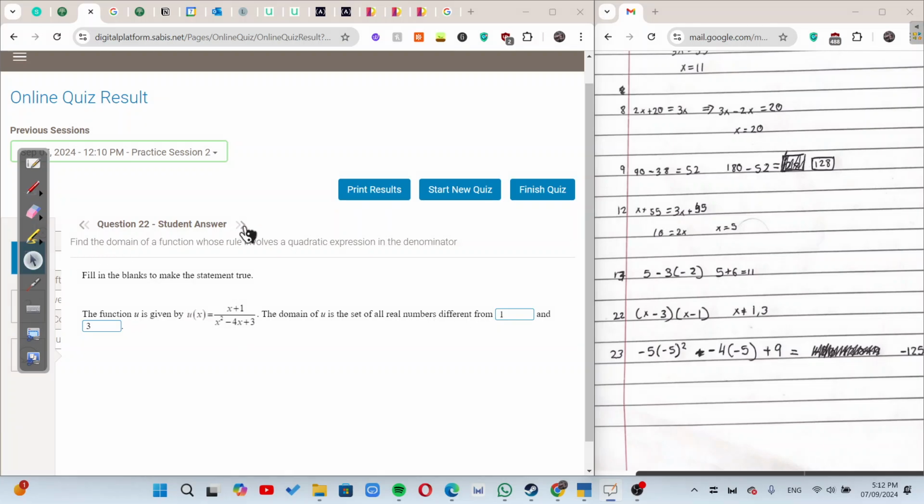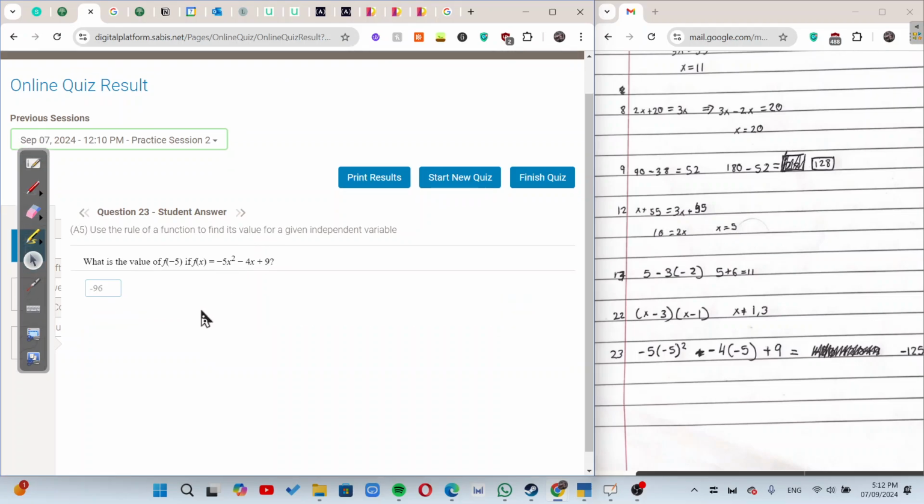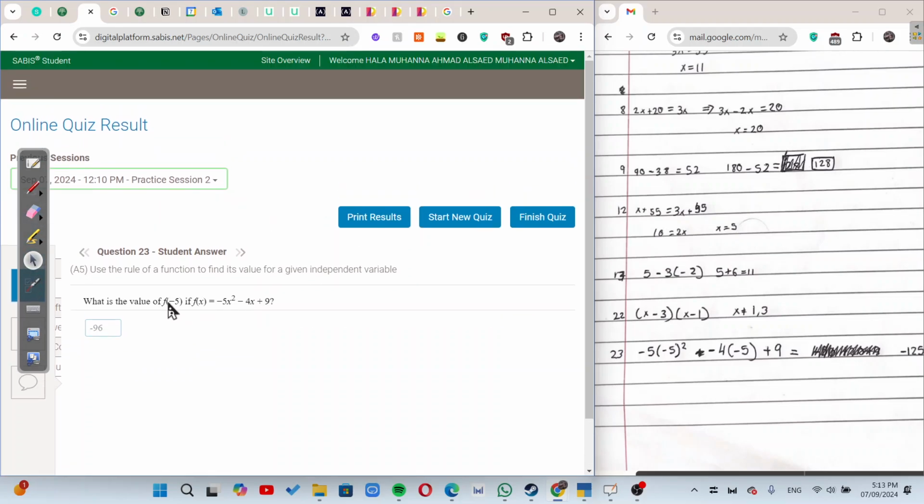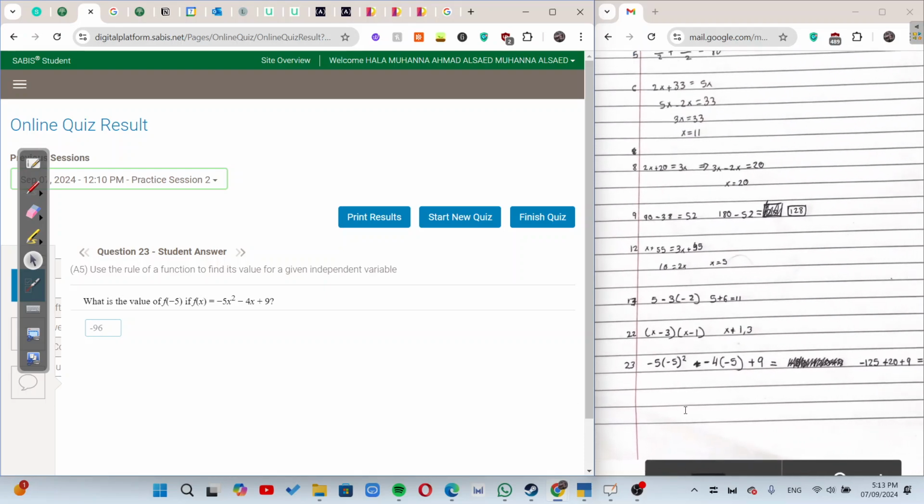Now, next question. Okay, so for this question, you need to replace every time you see the letter x by -5. So -5, here I've written it down, actually.